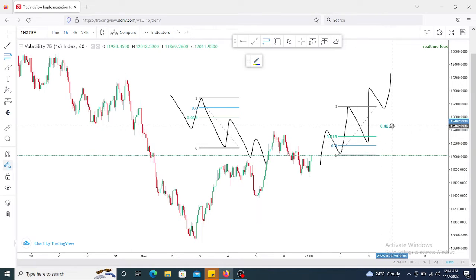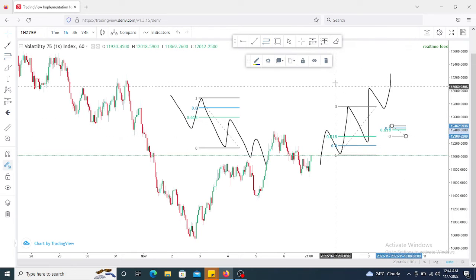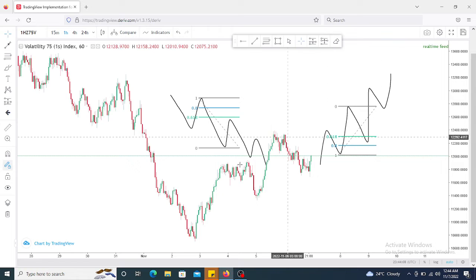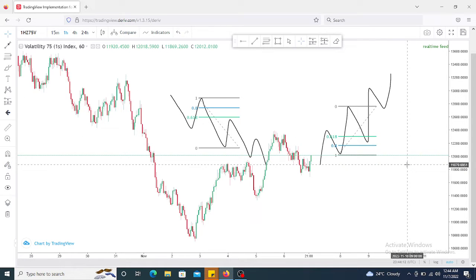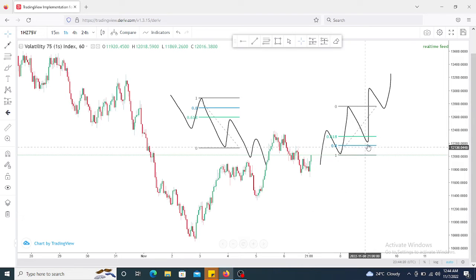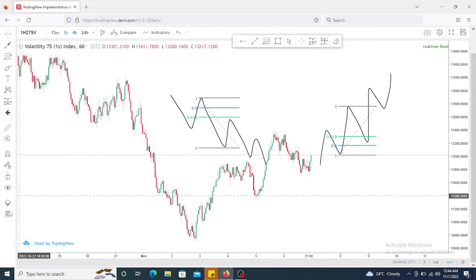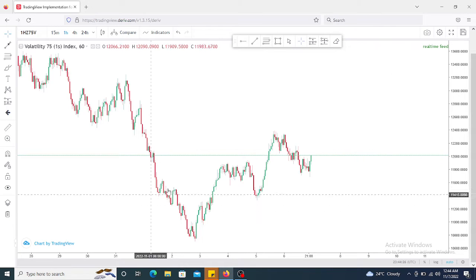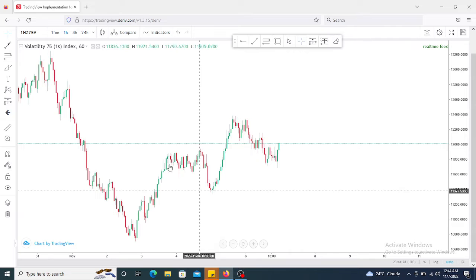Okay, those are the points you'll be looking for entries, but you don't look for entries blindly on those areas. You have to look for confirmations too, which you can check out in previous videos on market structure and how to get confirmation. So let's take all of this off and do practical examples of what we have on the chart.